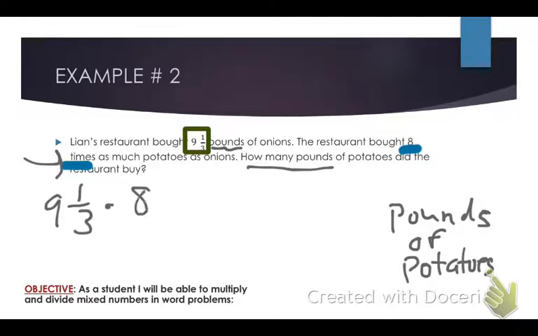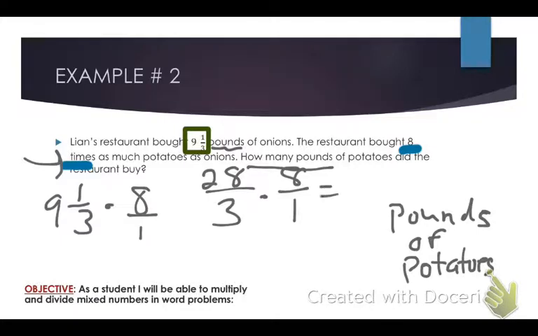Now, what do I need to do? Well, there's a couple things. Number one, I got to make that whole number into a fraction because we're multiplying fractions, so I do that. Second thing I need to do is convert my mixed number to an improper fraction. So 3 times 9 is 27 plus 1 is 28. So we have 28 over 3 times 8 over 1. Yuck. Nothing can be pre-simplified in this one. That stinks. So you're going to have to do 28 times 8 and over 3.